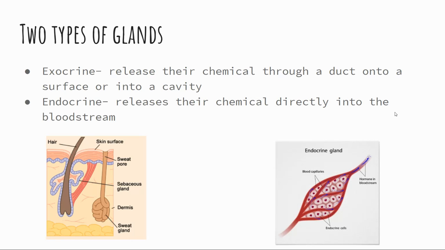So there's two types of glands, and this is important. You have the exocrine and the endocrine. Exocrine glands release their chemical through a duct onto a surface or into a cavity, for example, sweat glands or oil glands. Endocrine glands release their chemicals directly into the bloodstream, like adrenal glands, which release adrenaline right into the bloodstream, which increases your heart rate.